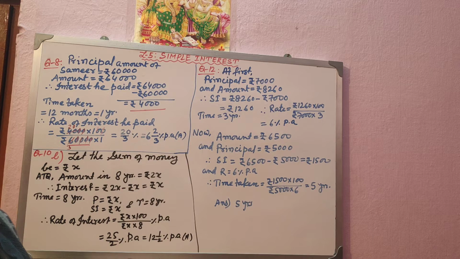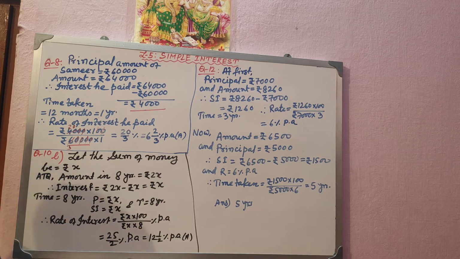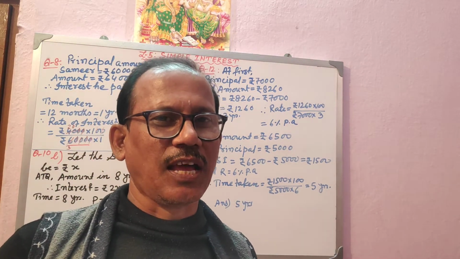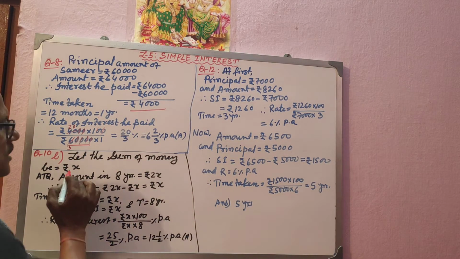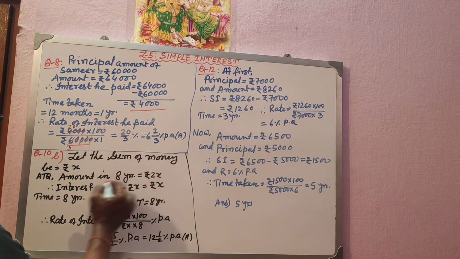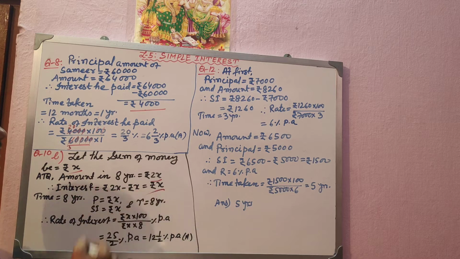At the beginning, let the sum of money be rupees X, that is, the principal value be X. According to the question, the amount will become double in 8 years. So the amount becomes 2x. If the principal is X, definitely the amount will become 2x. Therefore the interest will be 2x minus x, which is equal to rupees X.